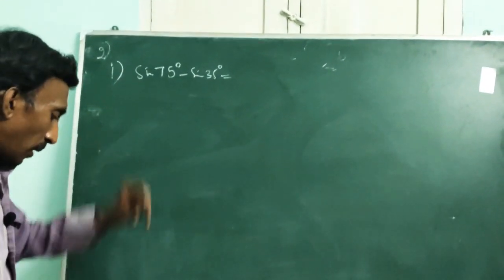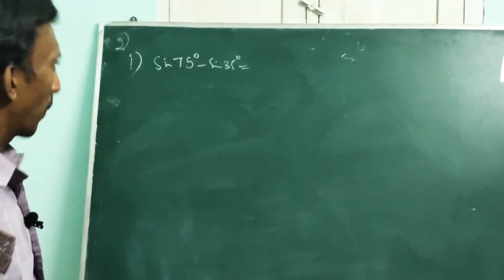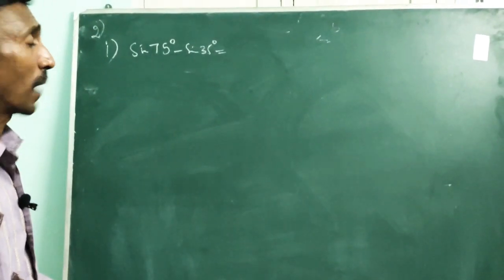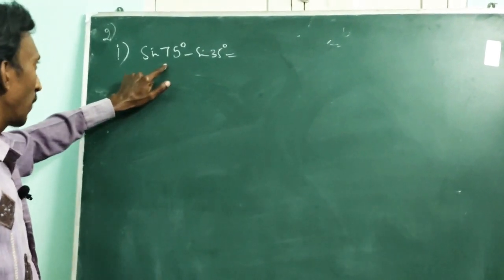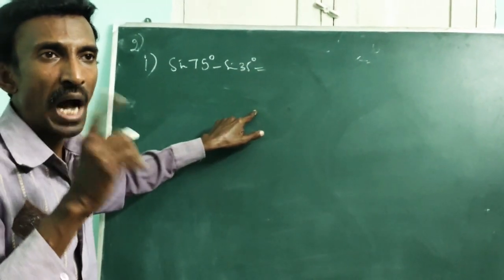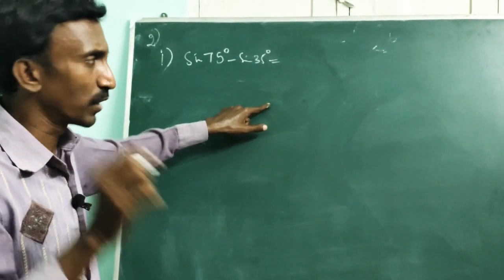Question 2 in exercise 3.6: express each of the following in the form of product. It may be given in the form of sum, but our aim is to find the product form. So the first is of the form sin C minus sin D. It is nothing but 2 cos((C plus D) by 2) into sin((C minus D) by 2).